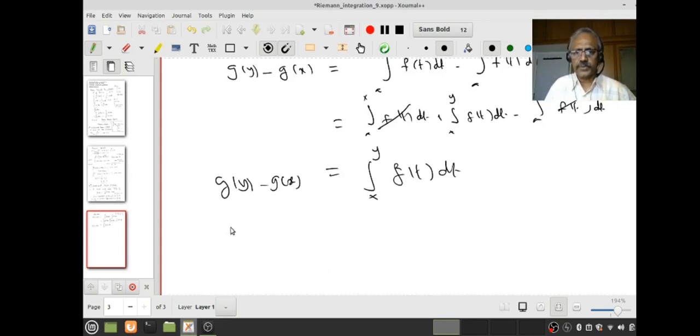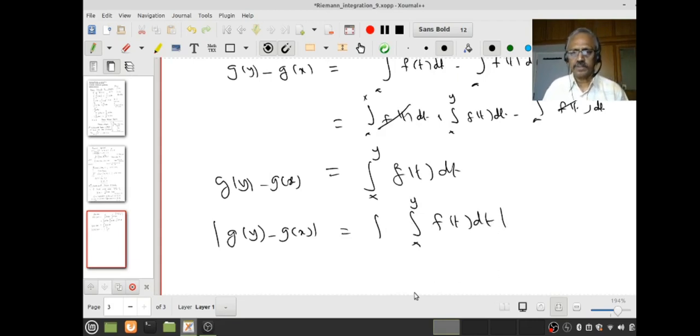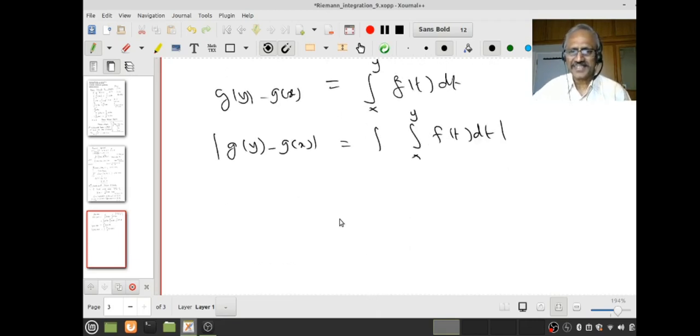But what am I supposed to do? I am supposed to estimate g(y) minus g(x). That is, I have to estimate the modulus of the integral from x to y of f(t) dt. Now tell me what you are going to do. Yes, this is what we started with in today's lecture. This is going to be less than or equal to the integral from x to y of modulus f(t) dt.